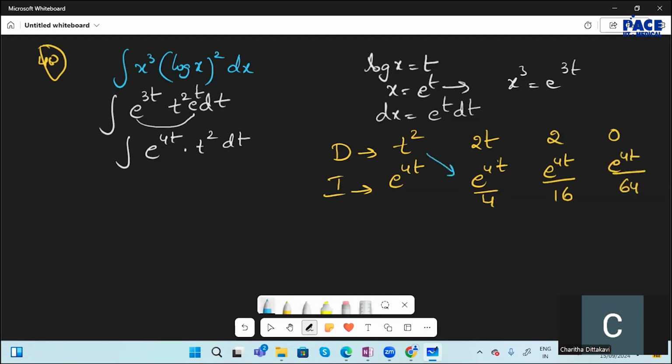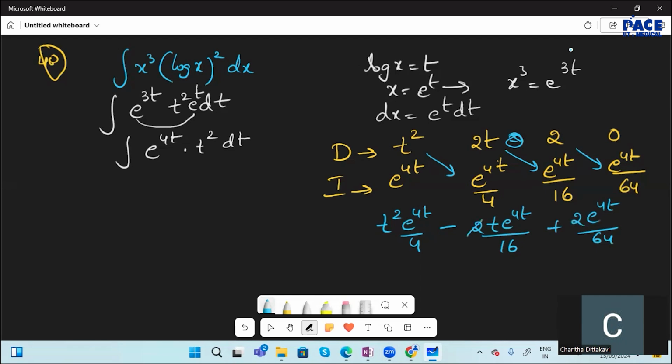Now take a cross here and cross here. So t square e power 4t by 4. Next goes with a minus sign: minus 2t e power 4t by 16. Next it is plus 2 e power 4t by 64. Clear? So do all that calculation, and check your final answer. All this will be replaced here with plus C.